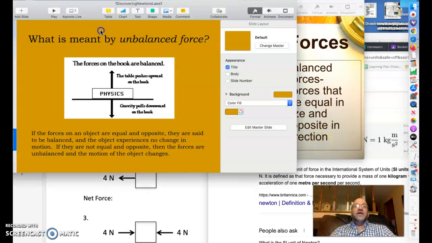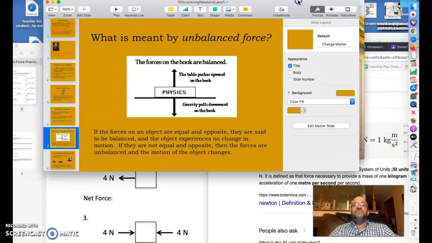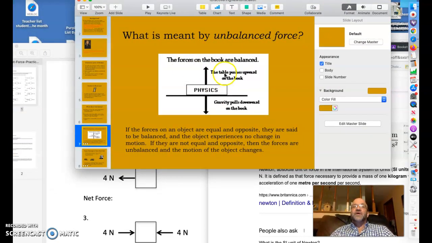Okay. Another way to show you is this. The forces on this book are balanced. The table pushes upward on the book. The gravity pulls down. So if the forces on an object are equal and opposite, they're said to be balanced. The object experiences no change in motion. If they are not equal and opposite, then the forces are unbalanced and the motion of the object changes and it moves. So anything around you that you look at, it's being pulled down by gravity, and there's also a force pushing up. So it stays right where it is.